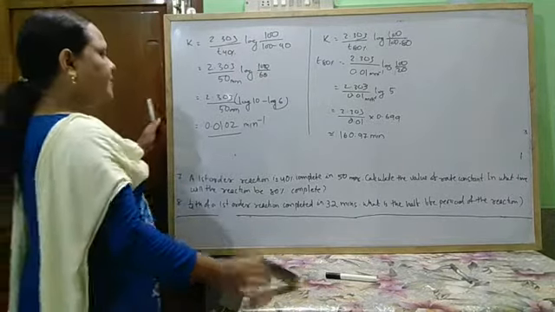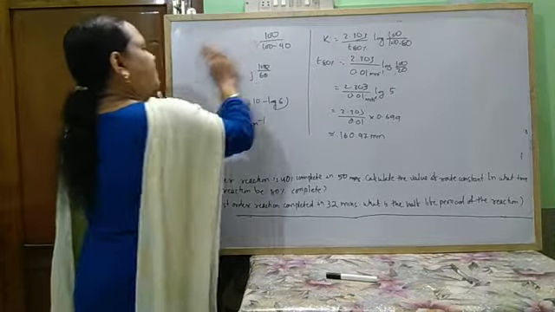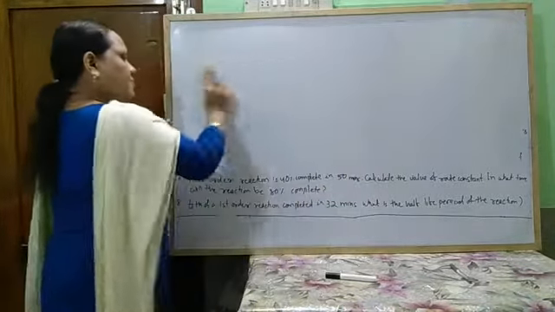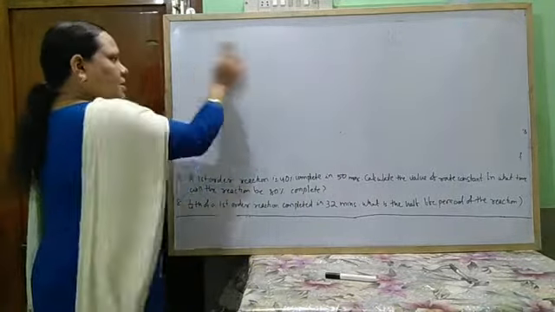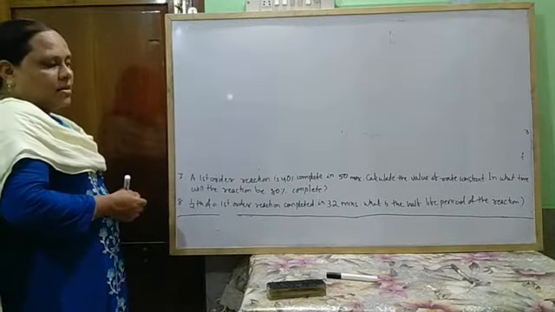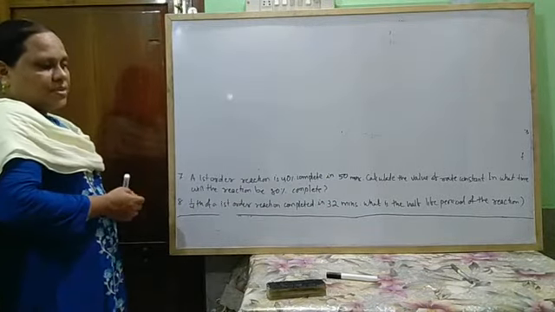Next, come to question number 8. One fourth of a first order reaction is completed in 32 minutes. What is the half-life period of the reaction? In most questions, a fraction is given. One fourth of the reaction is completed in 32 minutes, and we need the half-life period. That means 50%, or half, of the reaction is completed. What is the time taken for this?